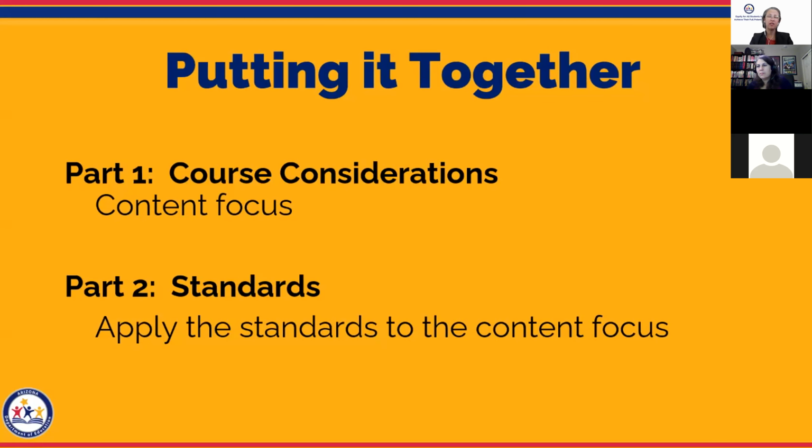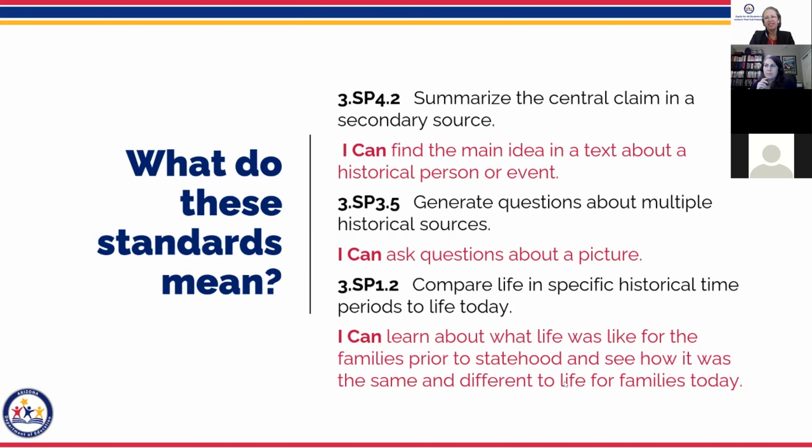So how does it work together? You put it together where your course considerations are that content focus, and then you add and apply the standards using that content focus. So for example, what does that exactly mean for you in your classrooms? When you look at, say, the standard of disciplinary skills and processes 3, SP 4.2, it is to summarize the central claim in a secondary source. It's very easy to change that into an I can statement, where it's like, I can find the main idea in a text about a historical person or event.